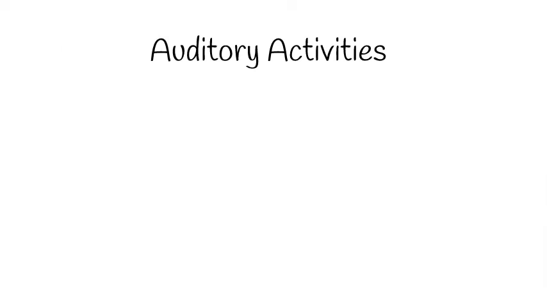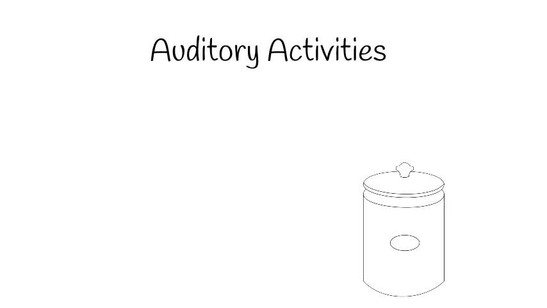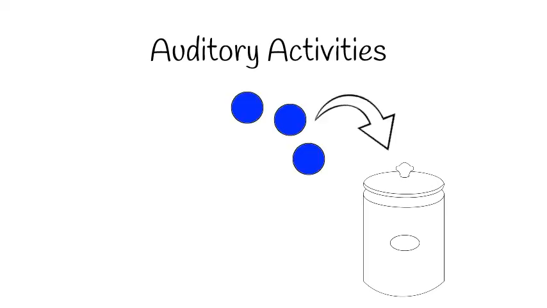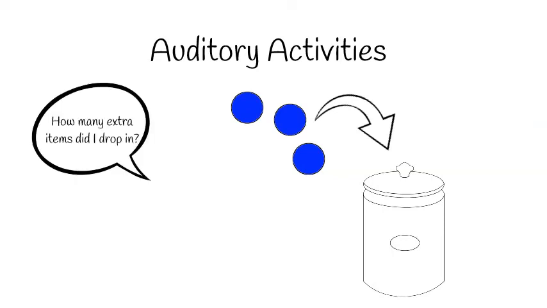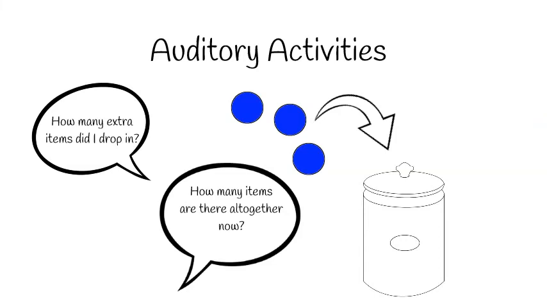Auditory or sensory activities can also be useful to develop these skills. For example, establishing the quantity in a given collection and placing this into a container, like a tin, and then dropping additional items in and varying your questioning depending on what you're trying to target. For example, listen as I drop these in the tin and tell me how many extra items are put in. Or after establishing how many are already there, as I drop some more in, I want you to tell me how many there are altogether now.